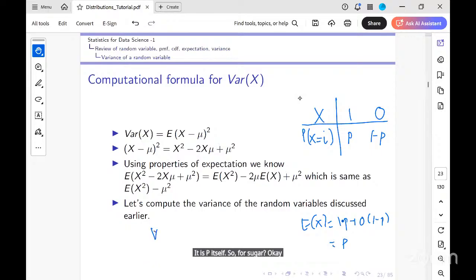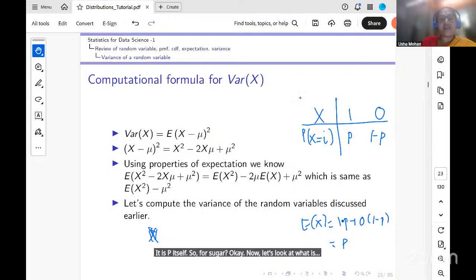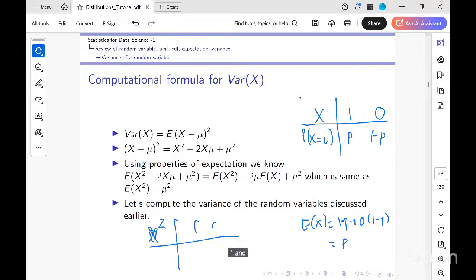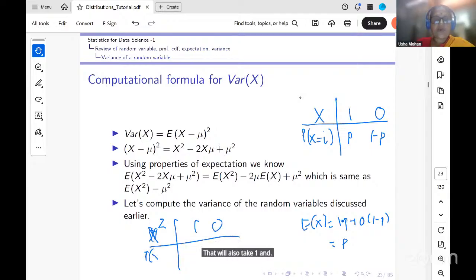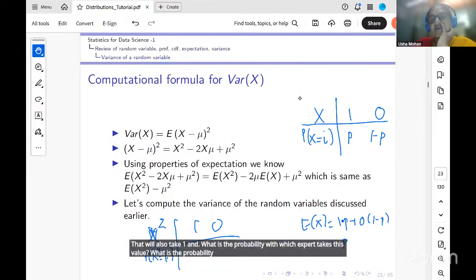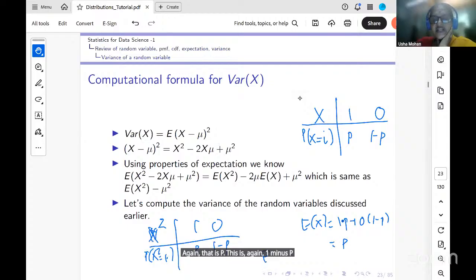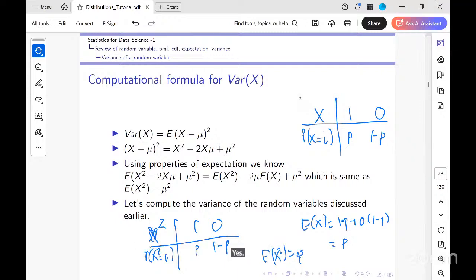Now if x takes the value 1 and 0, what are the values x square would take? That will also take 1 and 0. What is the probability with which x square takes the value 1? Same, that is p. And 0 with probability 1 minus p. So what is the expectation of x square? That's again p.